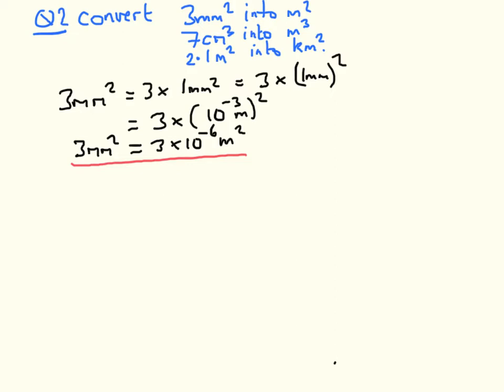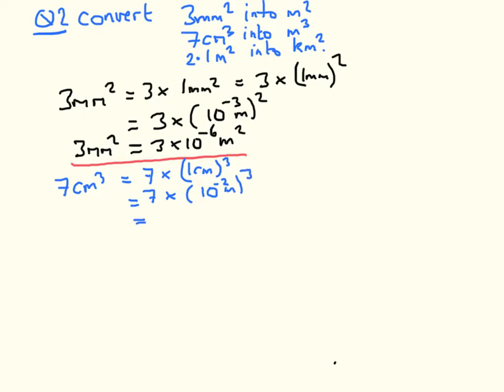The second question was 7 cubic centimeters. So in exactly the same way, the 7 is just going to sit there multiplying everything, and it is 7 times 1 centimeter all cubed. So that is 7 times, and a centimeter is 100th part of a meter, so it is 10 to the minus 2 meters, all cubed.